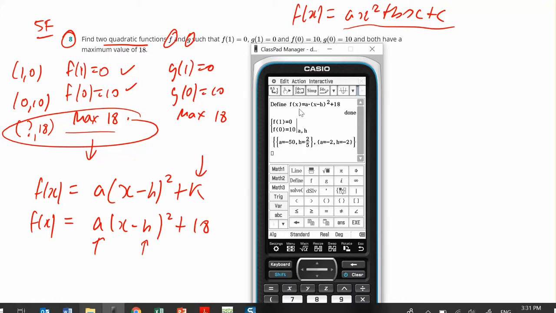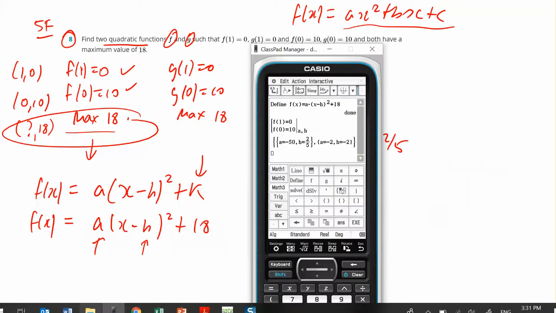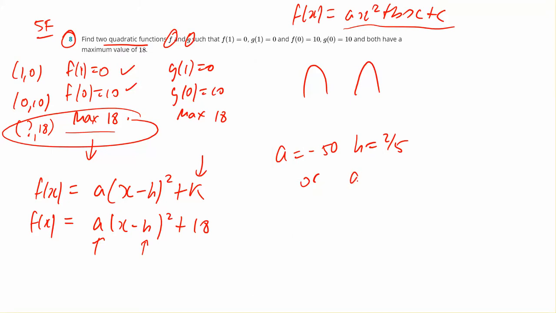Now, as you can see, we've got two sets of values. That's interesting. a equals negative 50 and h equals 2/5, or we have a second set. So we've actually got two solutions. a equals negative 2, h equals negative 2.